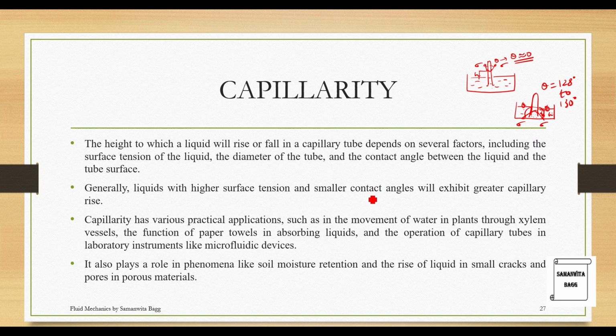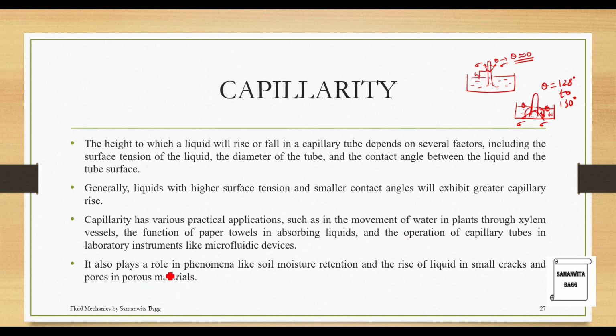Capillarity has various practical applications such as the movement of water in plants through xylem vessels, the function of paper towels in absorbing liquids, and the operation of capillary tubes in laboratory instruments like microfluidic devices. So these are all the applications of capillarity which you can see around.